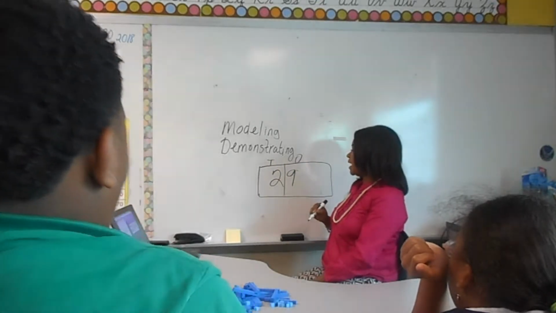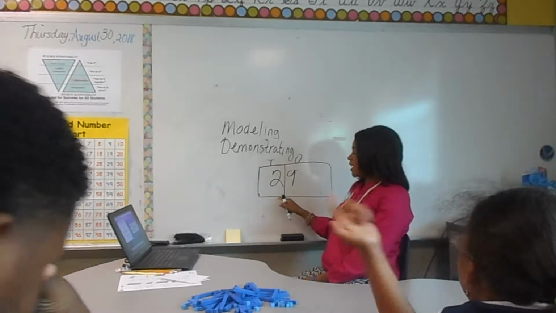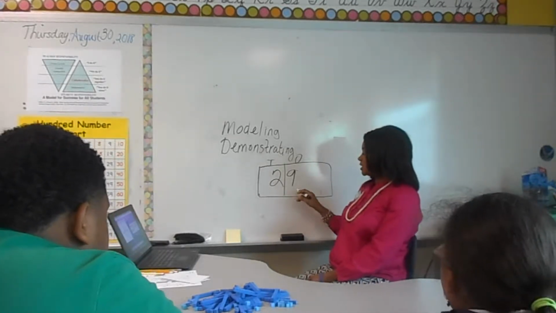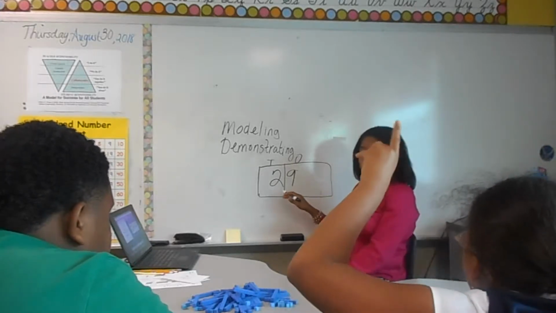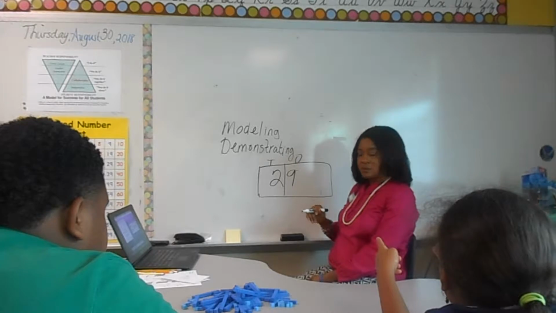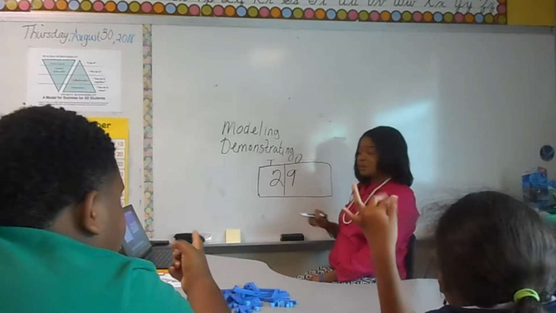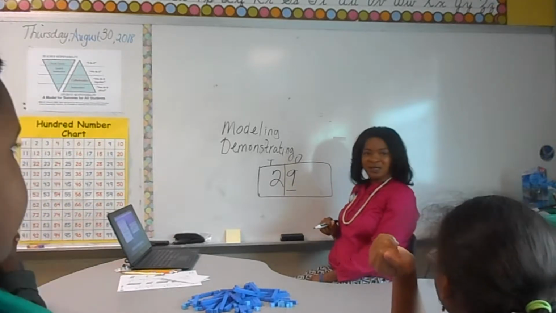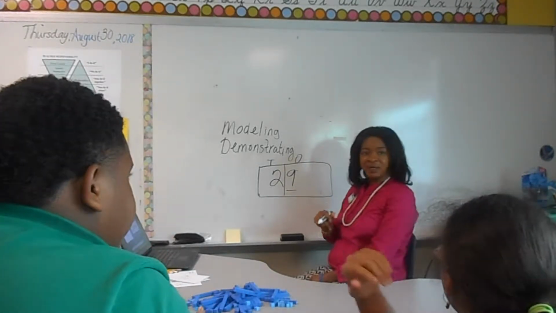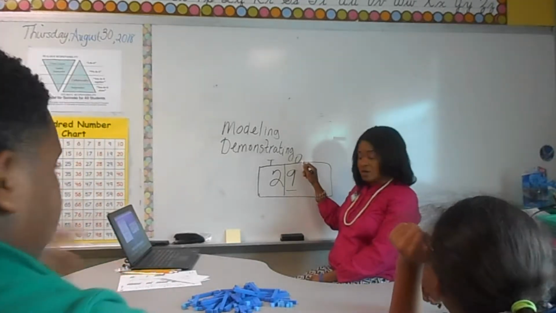Very good. Now, let's say I wanted to round this number. What would I need to do? First of all, who can tell me what number do I need to look at? Do I look at the 2 or do I look at the 9? I look at the 9. Why do I look at the 9? Because the 9 is going to tell me I need to round up, and it's in the 1's place.